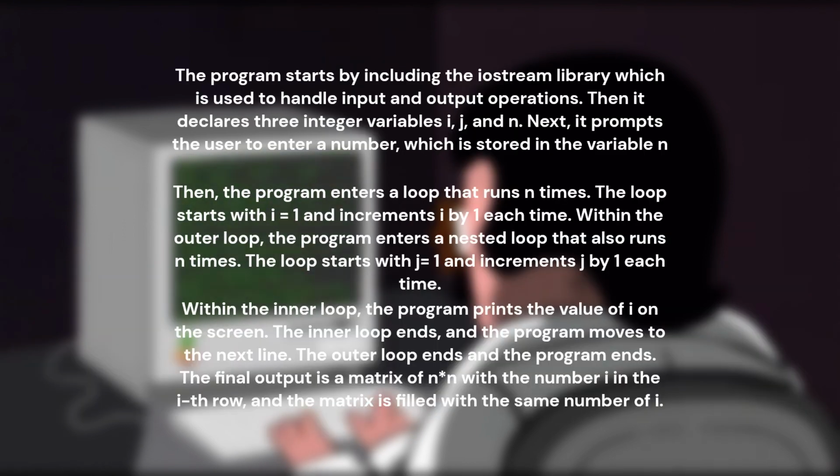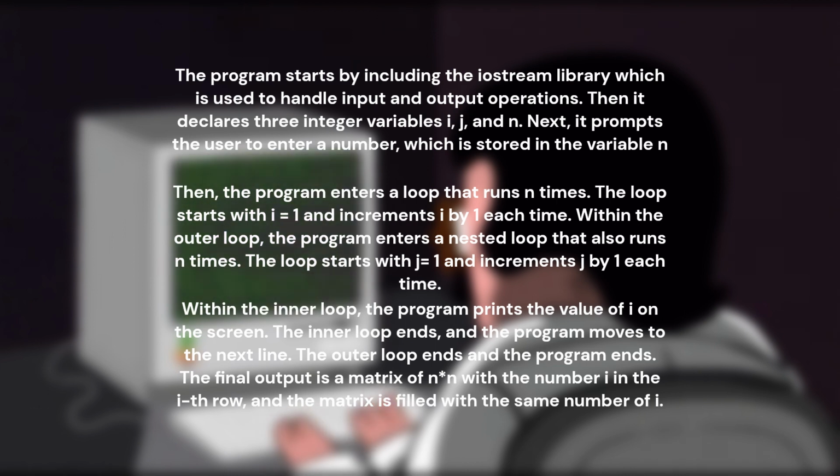The program starts by including the iostream library, which is used to handle input and output operations. Then it declares three integer variables i, j, and n. Next, it prompts the user to enter a number, which is stored in the variable n. Then the program enters a loop that runs n times. The loop starts with i equals 1 and increments i by 1 each time. Within the outer loop, the program enters a nested loop that also runs n times. The loop starts with j equals 1 and increments j by 1 each time.